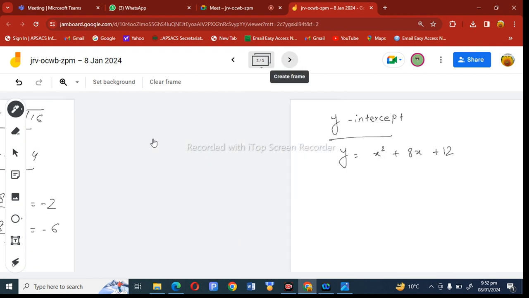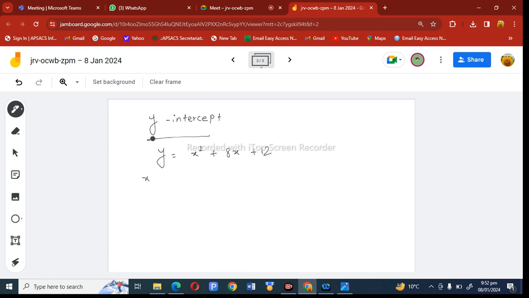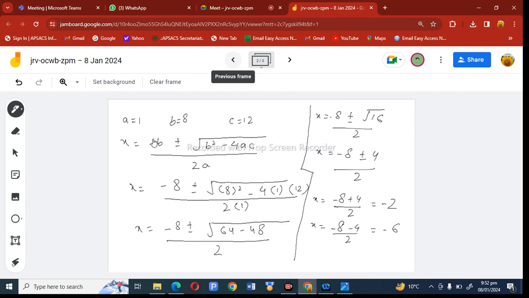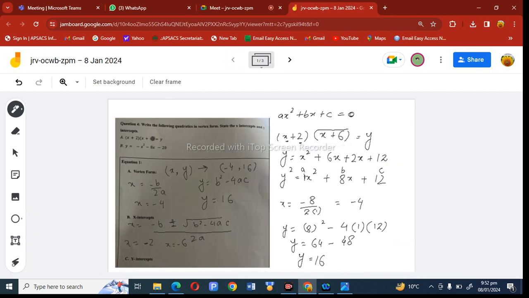To find out the y-intercept, you just need to substitute x is equal to 0. So when you substitute x is equal to 0, you will get y is equal to 12. So your y-intercept is 12. Okay, so this is how you have to find out the y-intercept and the x-intercept.